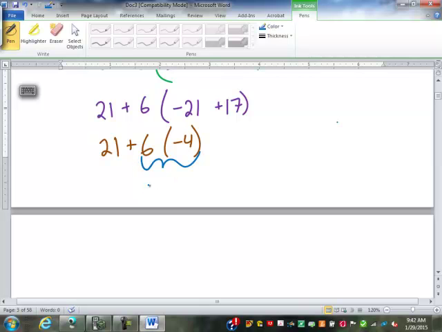Six times negative 4 is a negative 24. 21 plus a negative 24 is a negative 3.